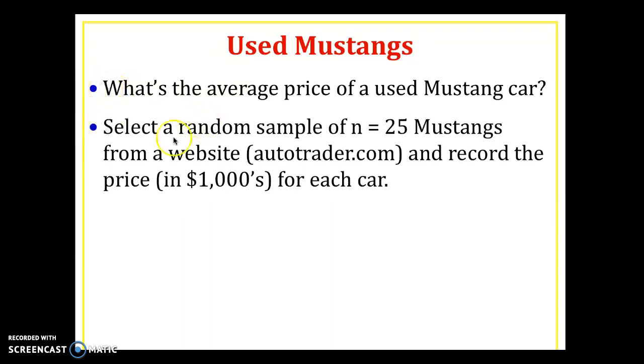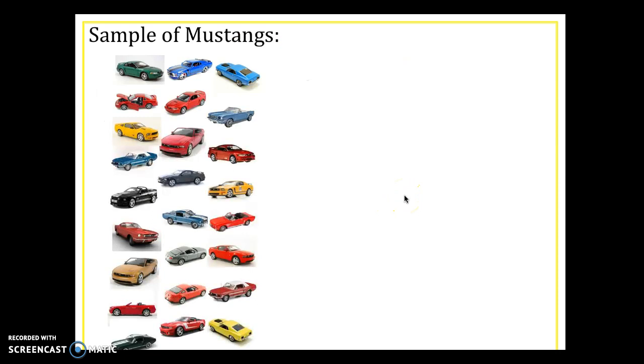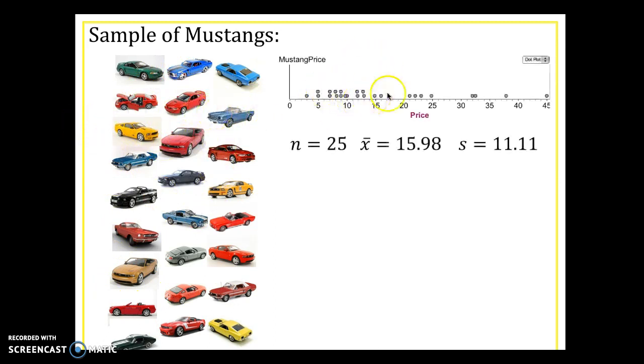We could select a random sample of 25 Mustangs from a website, AutoTrader, and record the price for each car. The price will be in $1,000s. So here we have a sample of 25, gathered from the AutoTrader website. What we're going to do is plot this. We have a dot plot of all the used selling prices, 25 cars. The sample mean, X bar, is 15.98, so about $16,000 a car. And the standard deviation of this one sample is 11.11.